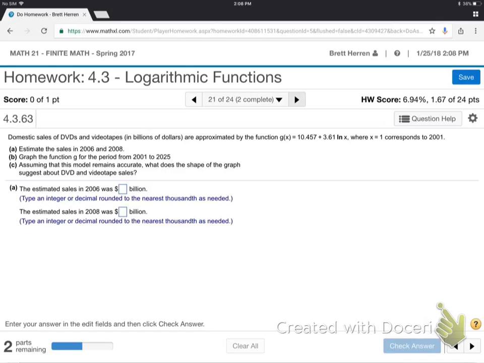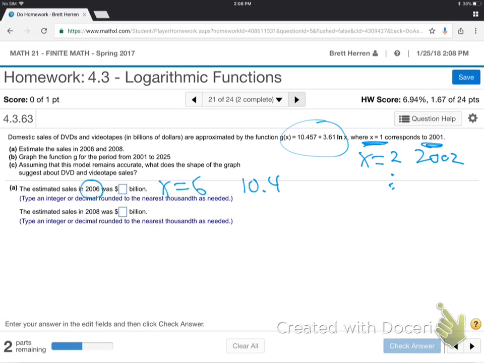I think it's mostly just plugging in here. Let's see. So remember how they always do time and they always pick different numbers for time? They're doing that here. They're saying x equals 1 is 2001. So in other words, x equals 2 would be 2002, etc. They always make new numbers for the time because they don't want us to plug in numbers in the thousands. They want to make it simpler. Okay, so estimate sales in 2006. So how am I going to find out sales in 2006? I'm going to let x be 6, and just plug it into this formula right here.